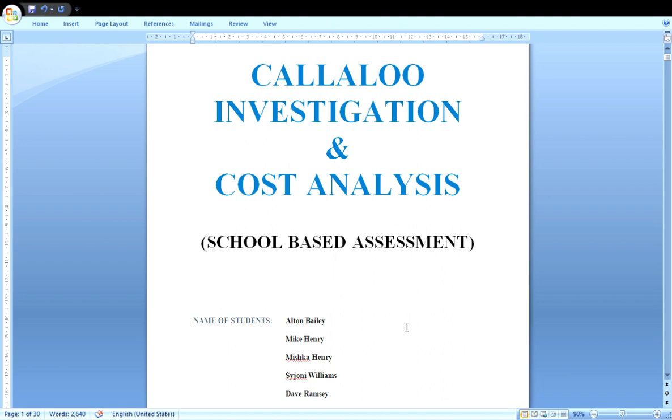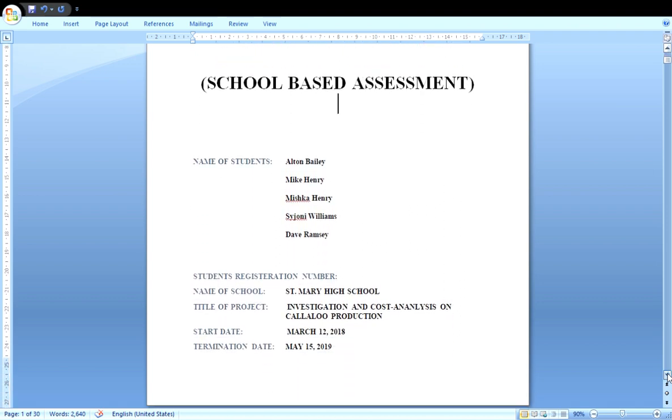Here we have the cover sheet, and the cover sheet should also have other information on it. Required by CXC, on your cover sheet you should have the names of the students. This particular sample SBA was done in a group, with 4 or 5 students per group. So here you have the students, the students' registration numbers, the name of the school, the title of the project, the start date, and the termination date.